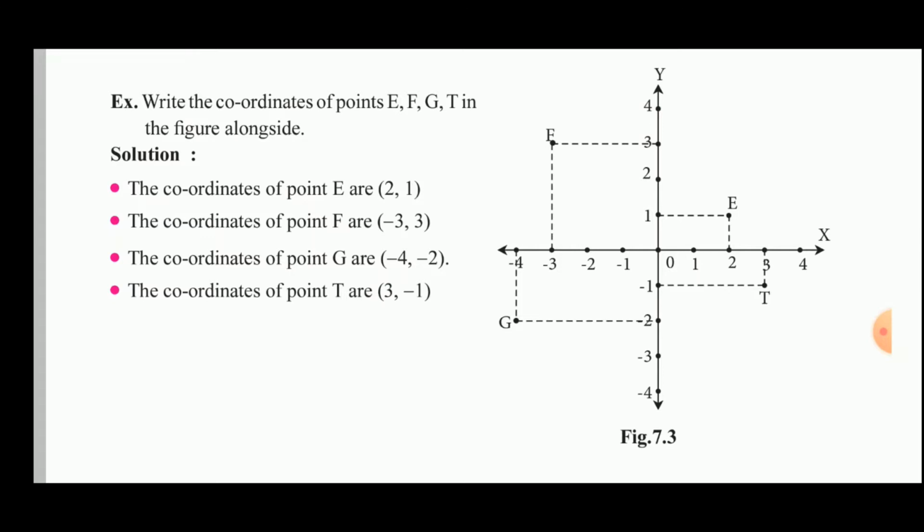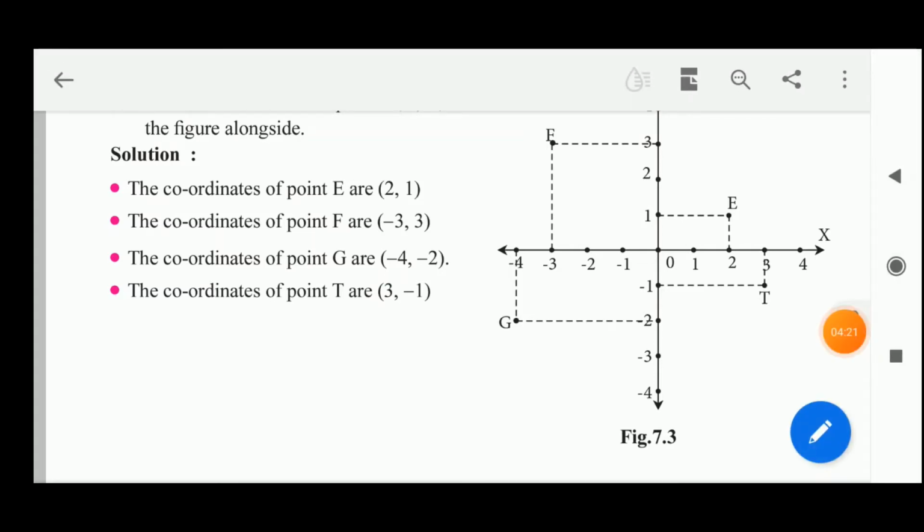Then take a point F. Draw the perpendicular on the x-axis and the y-axis. It intersects at -3 and 3. So the coordinates of the point F are -3, 3. Now the coordinates of the point G, draw the perpendicular on the x-axis and on the y-axis. It intersects at -4 and -2. So the coordinates are -4, -2. Now take a point T, draw the perpendicular on the x-axis and the y-axis. It intersects at 3 and -1. So the coordinates of T are 3 and -1.